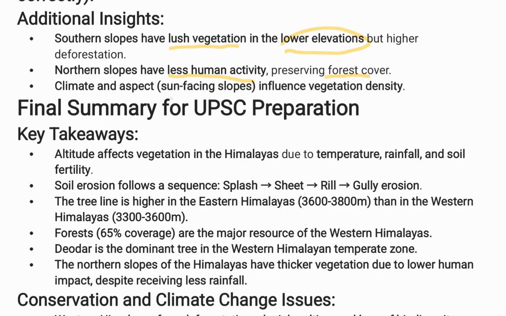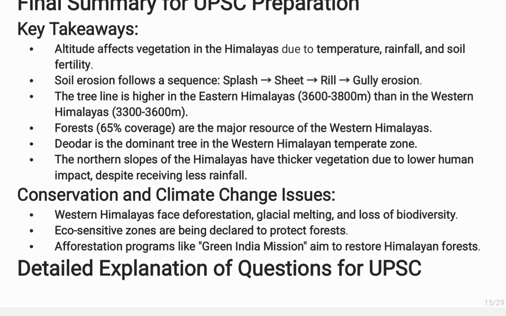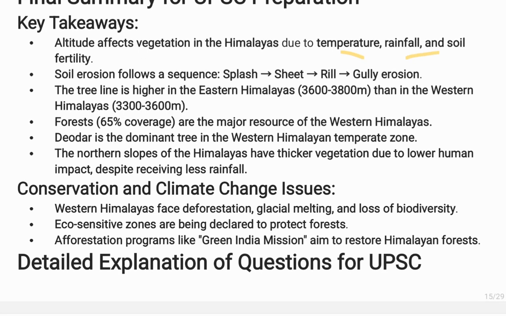Climate and aspect: sun-facing slopes influence vegetation density. Altitude affects vegetation in the Himalayas due to temperature, rainfall, and soil fertility. Soil erosion follows the sequence splash, sheet, rill, and gully erosion. Tree line is higher in eastern Himalayas, 3600 to 3800 meters, than in western Himalayas, 3300 to 3600 meters.